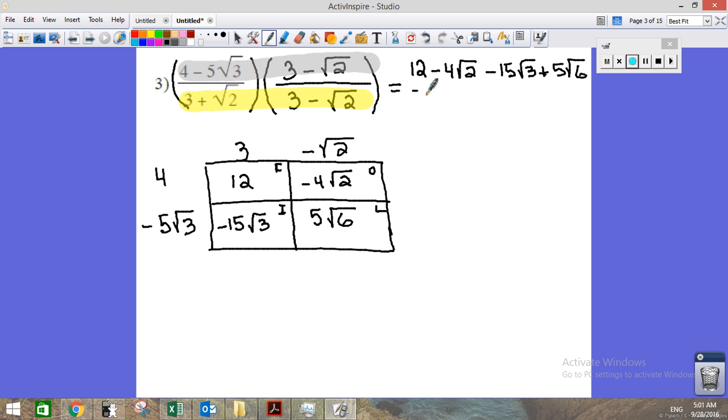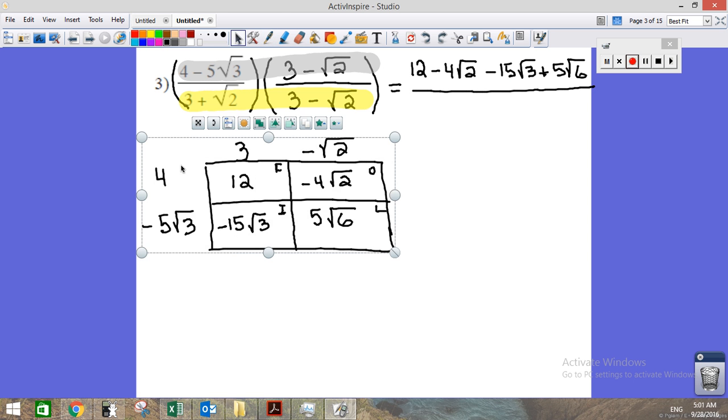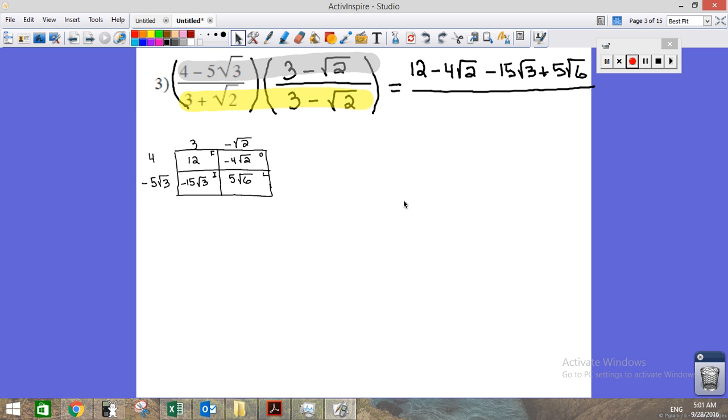So that's my numerator. My denominator is going to be much easier to figure, and my denominator will not have any radicals. The diagonal, when I multiply these two binomials together, will cancel because they're conjugates. That's always going to happen with conjugates. So let's see what I'm talking about. We have the 3 and the square root of 2 that we put on the left side of the table. We have the 3 and the negative radical 2.